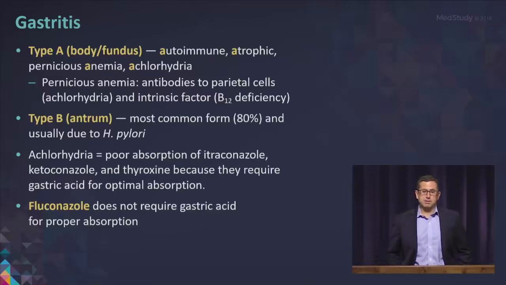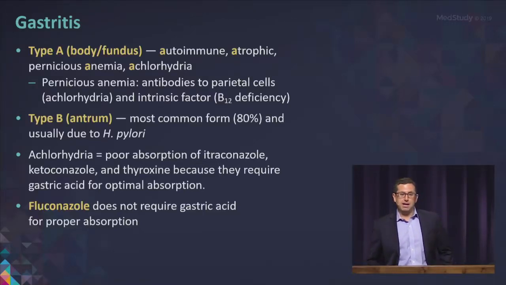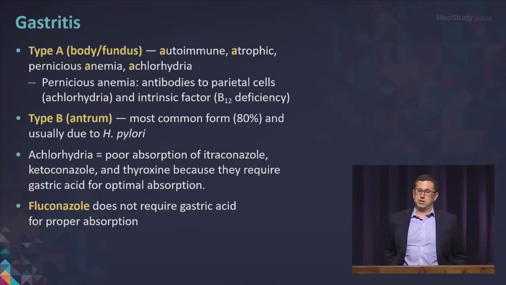So gastritis, two main types. There's type A, which is in the body and fundus, and this is usually associated with atrophic gastritis. So classic example of this would be pernicious anemia. In pernicious anemia, you see antibodies to the acid-producing parietal cells and also to intrinsic factor, which is why we could see B12 deficiency in patients with pernicious anemia. And then there's type B gastritis, which is in the antrum, and that's the most common form of gastritis, and it's associated with H. pylori.